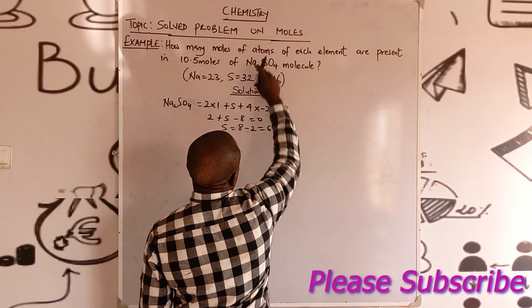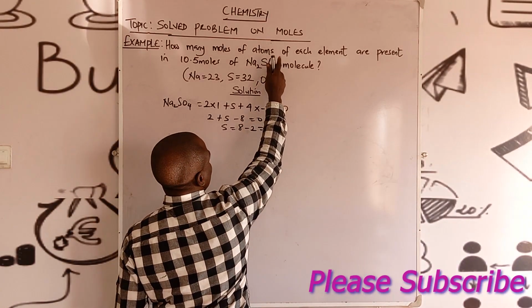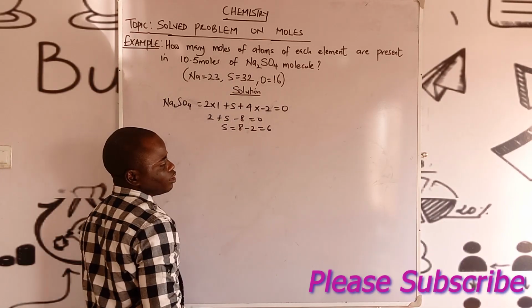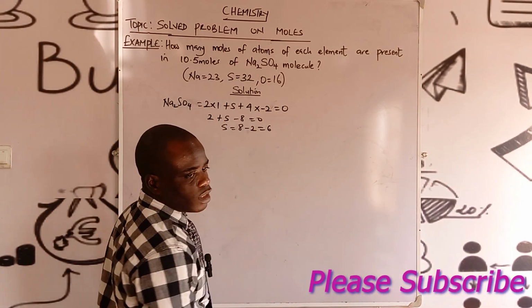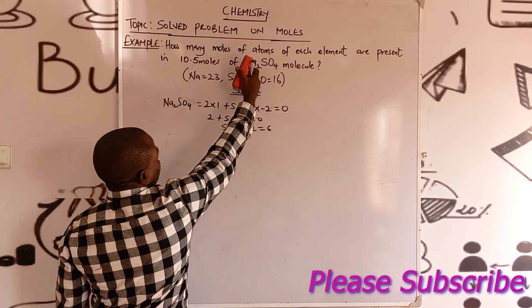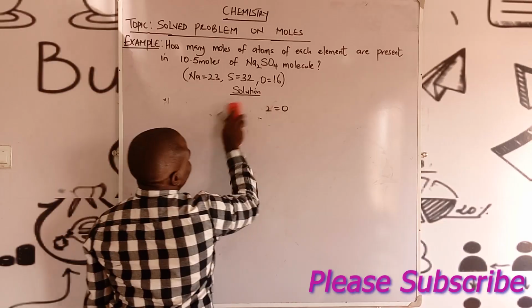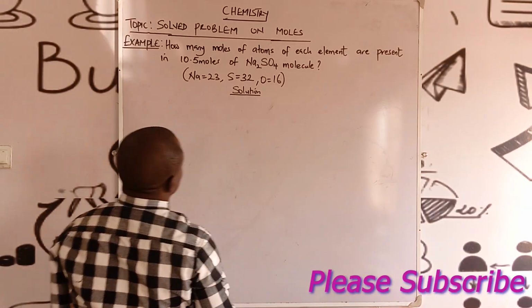Sodium tetraoxosulphate 6. If it is an acid, you start naming it from here, tetraoxosulphate 6 acid. In that case, hydrogen will be here. But when it is a salt, the name starts with the metal before here.